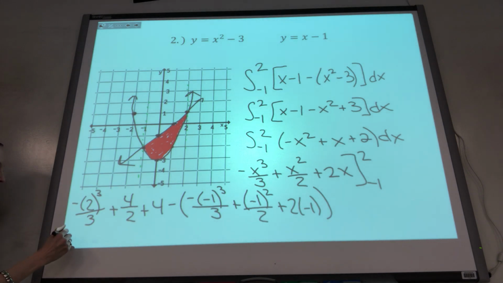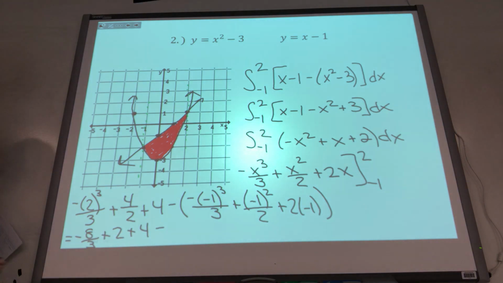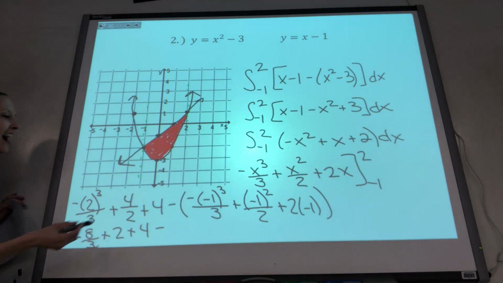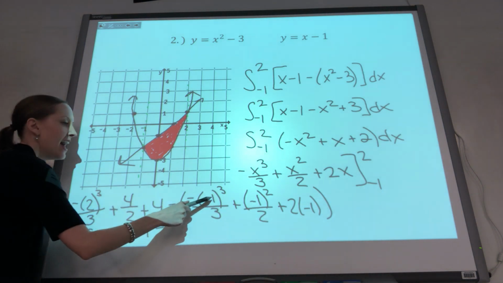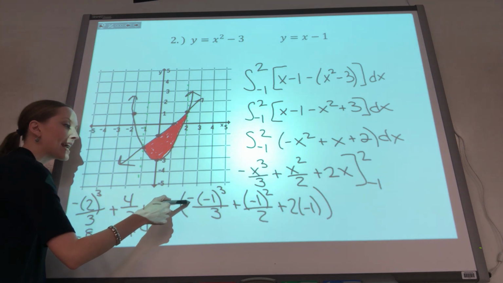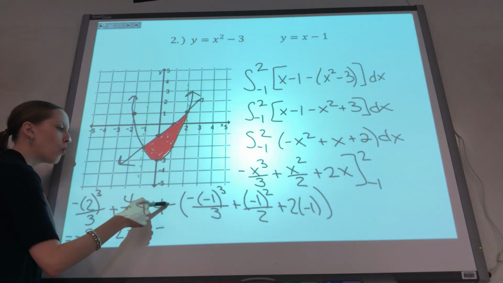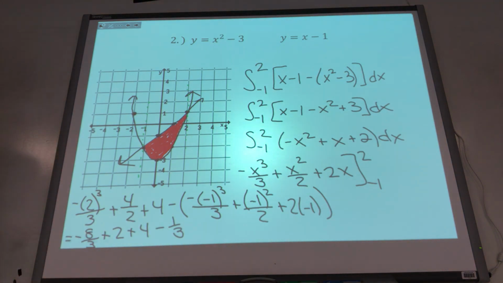So, I'm going to have to write pretty small here, but here goes nothing. This is going to be negative 8 thirds plus 2 plus 4. Now, look in here at the first part in the parentheses. Negative 1 cubed is negative 1. We make it positive, but then once the minus goes into it, it turns into a minus 1/3.